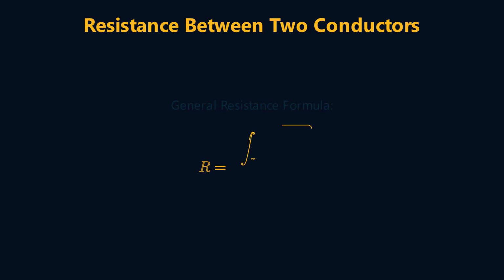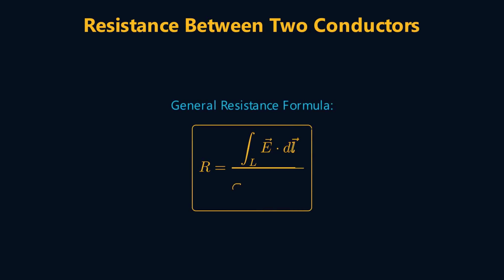I equals the integral of sigma E dot ds. Finally, the resistance is R equals V over I. This gives the general formula. R equals the line integral of E dot dl divided by sigma times the surface integral of E dot ds. Notice that we solve for the field first, then derive resistance from the field solution. We don't need to know the charge distribution.